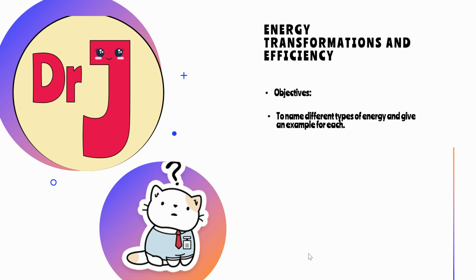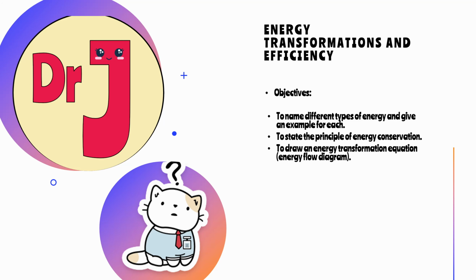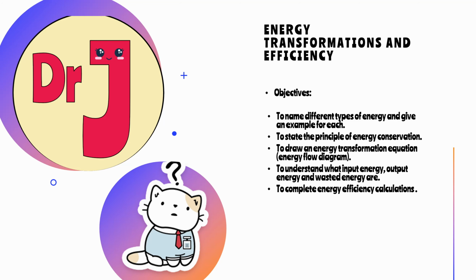By the end of this video, you will be able to name the different types of energy and give an example for each. You will be able to state the principle of energy conservation. You will be able to draw an energy transformation equation. You will also understand the differences between input energy, output energy, and wasted energy. You will also be able to complete energy efficiency calculations.